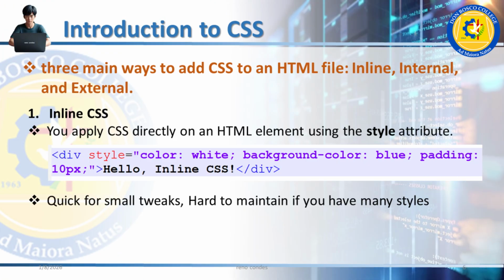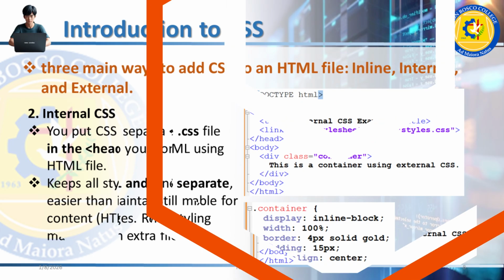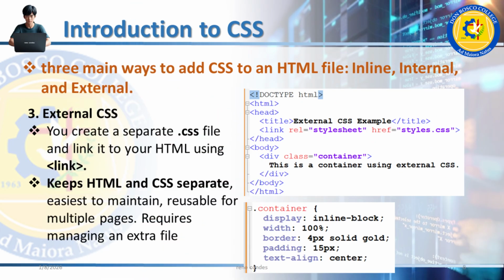There are three main ways to add CSS to an HTML file: inline, internal, and external. Inline CSS is applied directly to an HTML element using the style attribute. Internal CSS is written inside a style tag in the head section of an HTML file. It keeps all styles in one file, making it easier to manage than inline CSS, although it still mixes content, HTML, with styling. And the last one is external CSS.